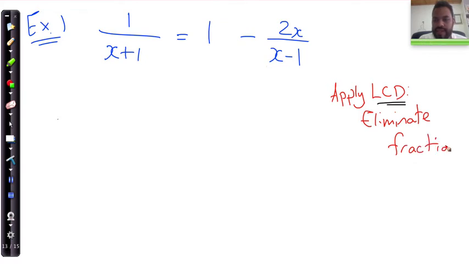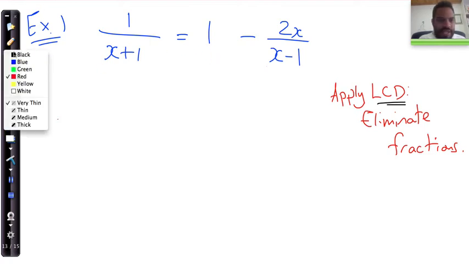Now when do we eliminate fractions? When we're dealing with an equation. When we apply the LCD, however, in a case where we have an expression, remember there's a distinct difference between an expression and an equation. When we apply the LCD to an expression, we find that we turn many fractions into one fraction. However, the case is when it's an equation, we simply eliminate the fractions, right? So let's look at what the LCD looks like over here.